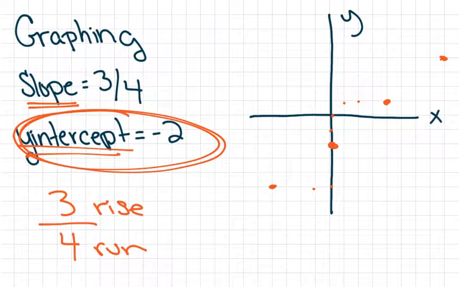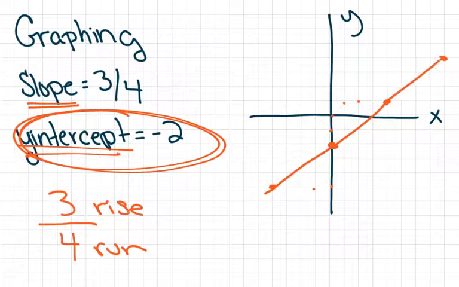All right, once you've got a bunch of dots on your graph, go ahead and play connect the dots. And there's our first line. Again, y-intercept of -2, and then from there we apply our slope.